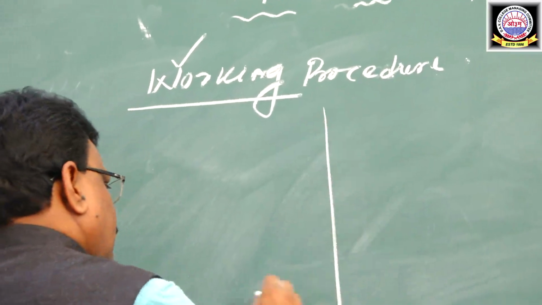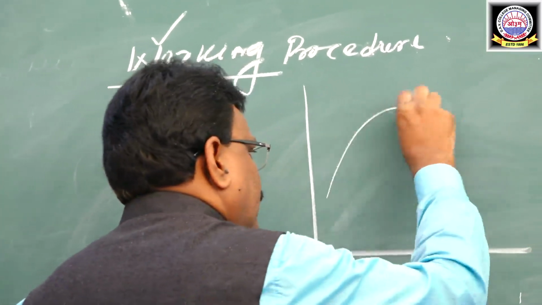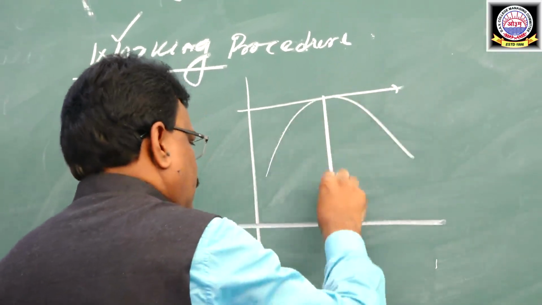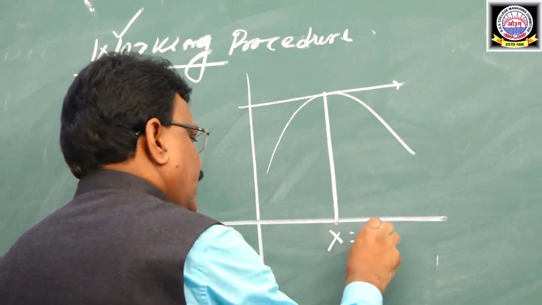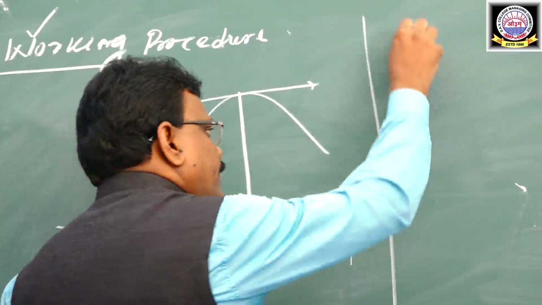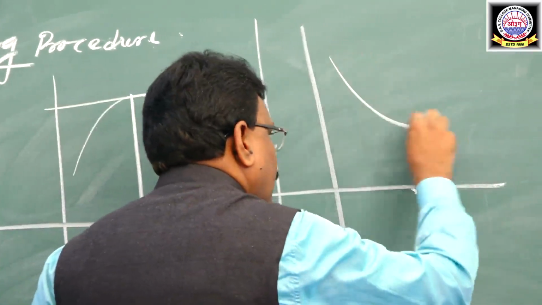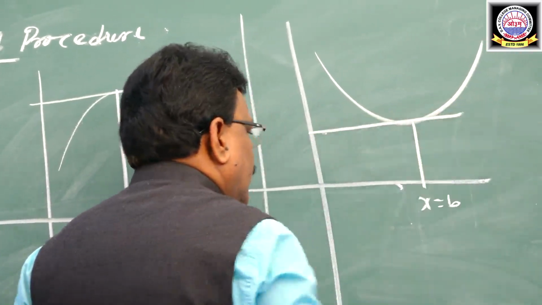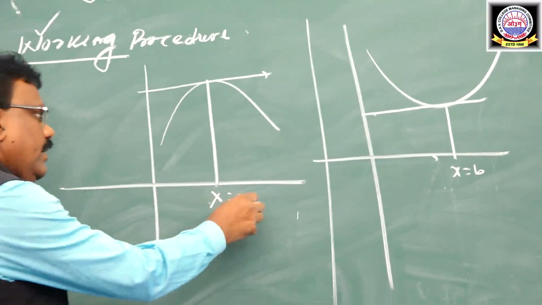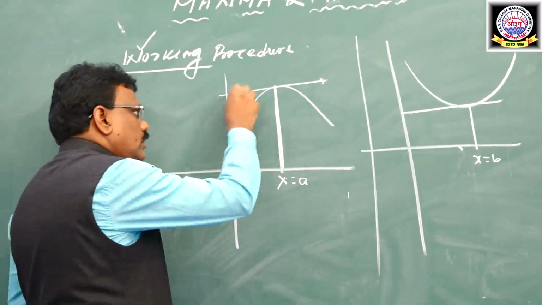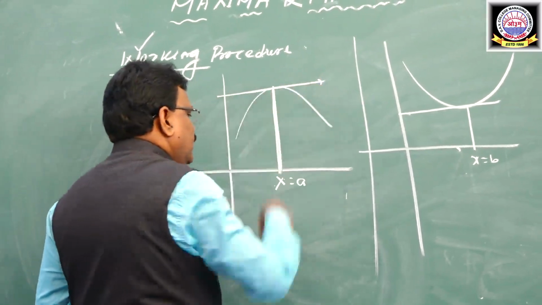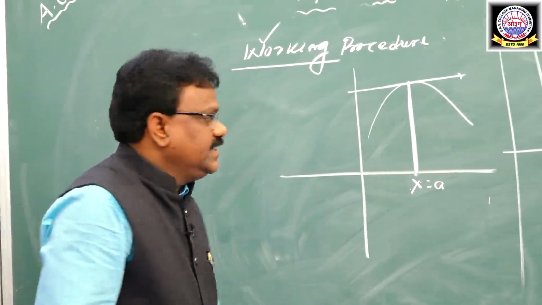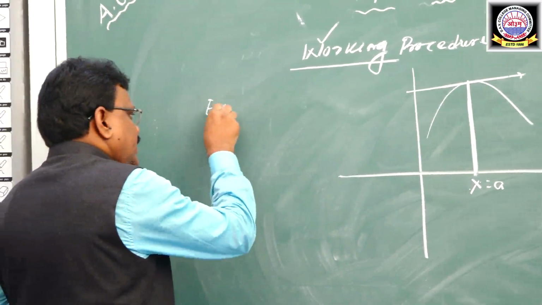Look here. Once again I am drawing the same graph, because this concept is like that. Here you see, this is the maximum value at x is equal to a. Similarly, suppose this is the minimum value at x is equal to b. At x is equal to a, if you go to the curve, the tangent is parallel to the x axis. So this particular point is called the extreme point. Write down what an extreme point is.